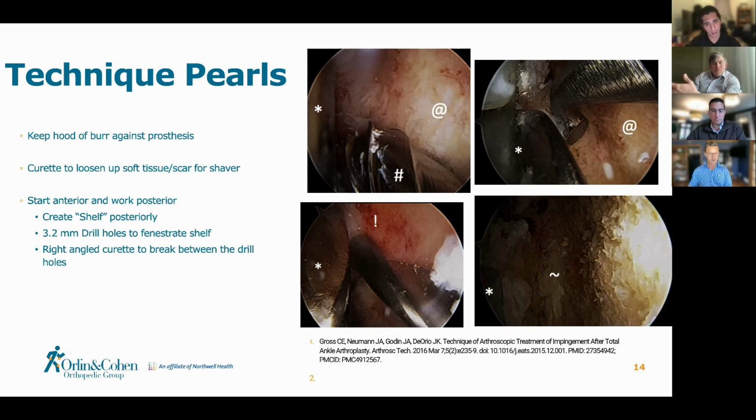And the way to describe a safe way to get through this is by using a drill bit to fenestrate that shelf, which you'll see on the bottom left there. That's a 3.2 drill bit making multiple holes in that shelf. And then on the top right, you see them using a right angle curette to break through that until finally on the bottom right, you could see the visible posterior tibial tendon.